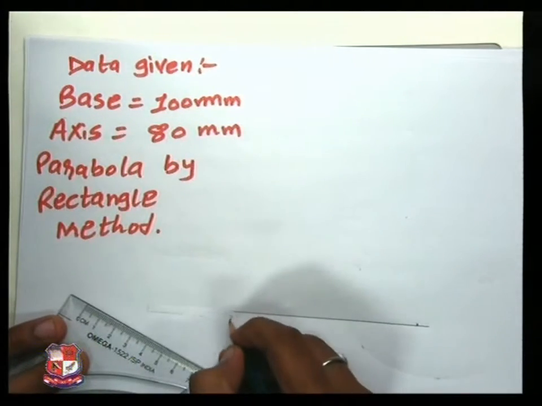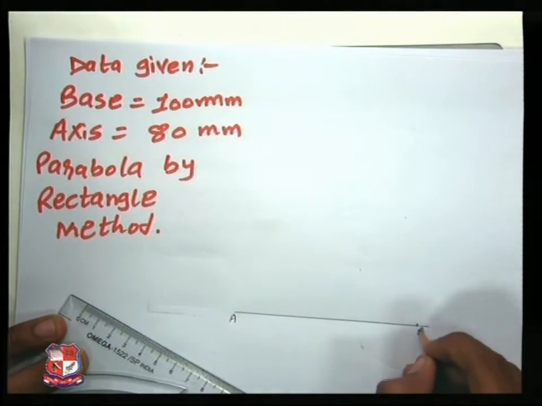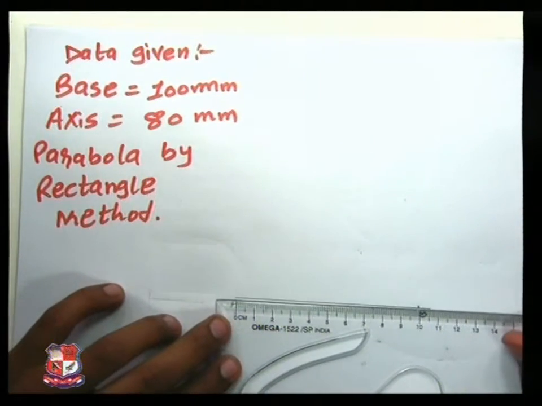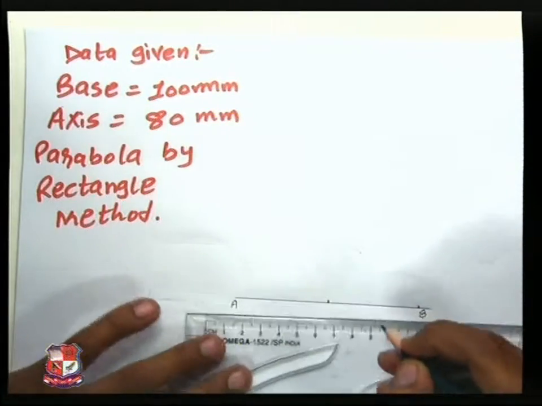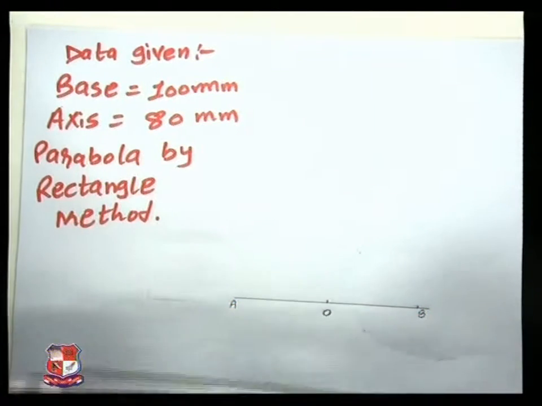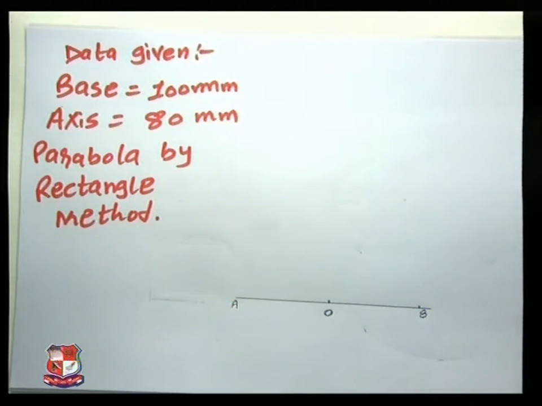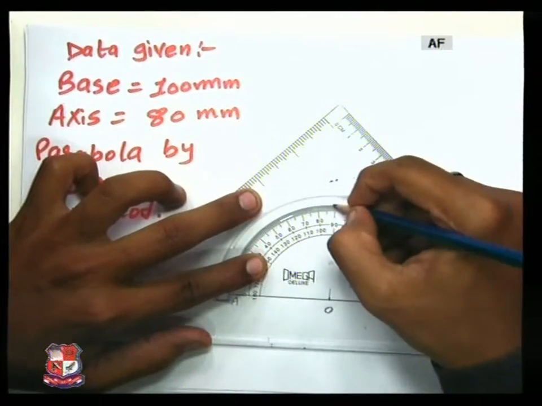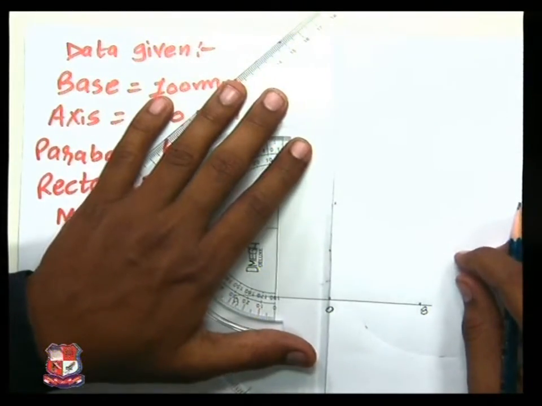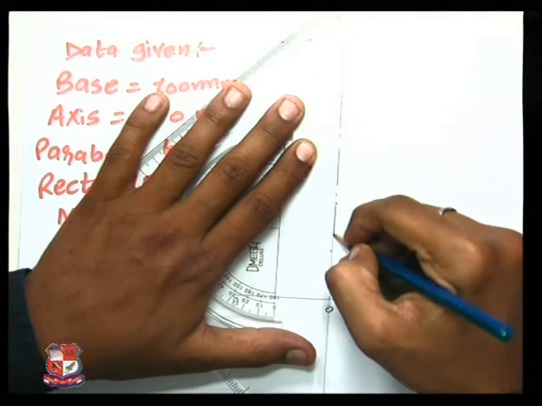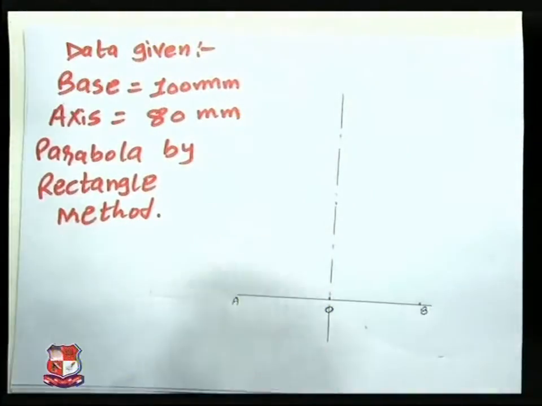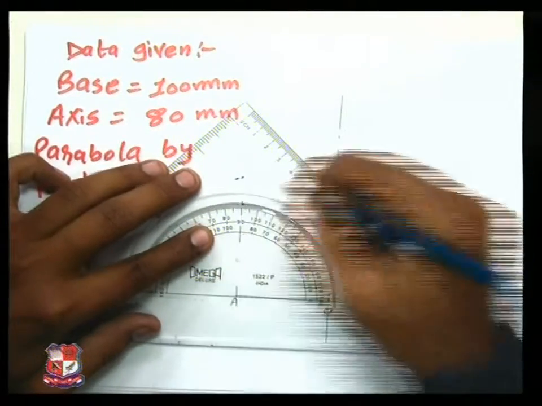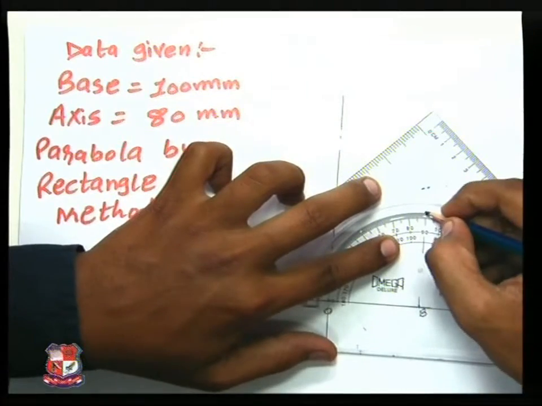I have drawn a horizontal line of 100 mm. Let's name it AB. What would be the center of this 100 mm? It would come as 50 mm. We will call it point O. Perpendicular to point O, we will take a center line. We need to draw a 100 by 80 mm rectangle. We have got the 100 mm length. Now we need to trace this 80 mm. From point O, we will mark a perpendicular, and from point B we will mark a perpendicular.